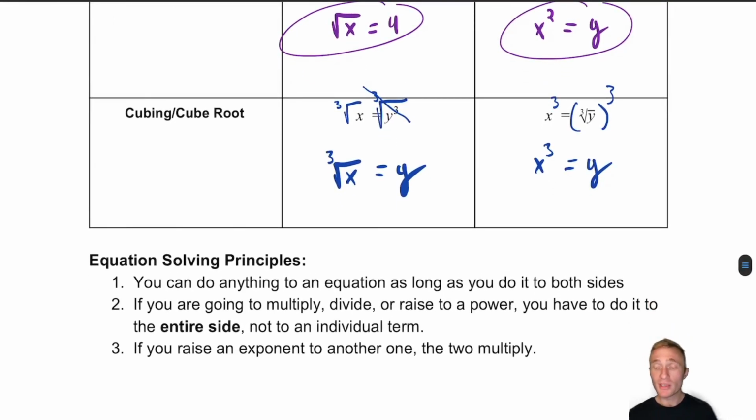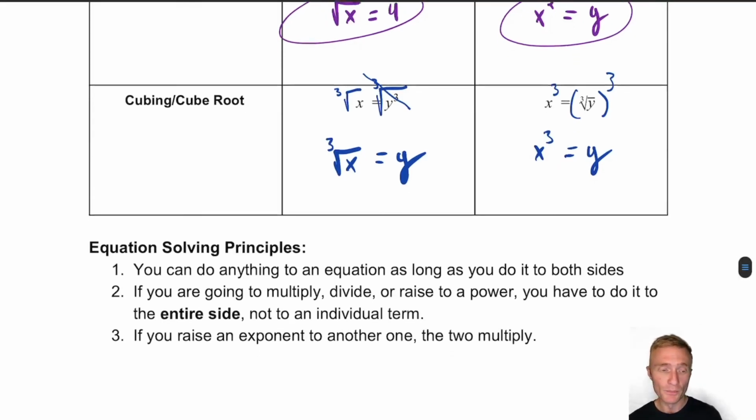I want you to remember some key equation solving principles. If you ask me for help today, I'm probably going to direct you to one of these two things. One, you can do anything to an equation as long as you do it to both sides. Two, if you're going to multiply, divide, or raise to a power, you have to do it to the entire side. So what I recommend to make sure you do that is if you're going to multiply, divide, or raise to a power, always put a parenthesis around the entire equation. Finally, if you raise one exponent to another one, the two multiply, and we'll see how that might be useful.